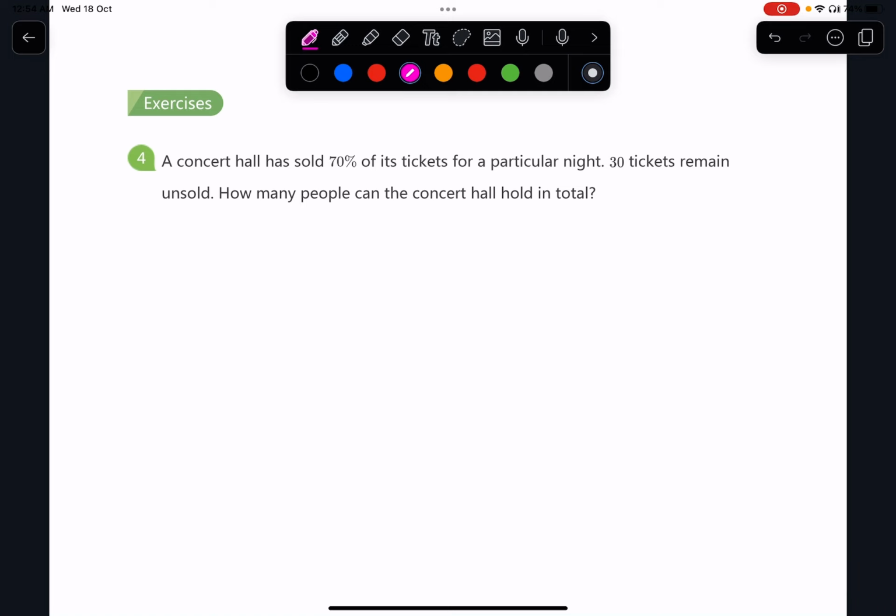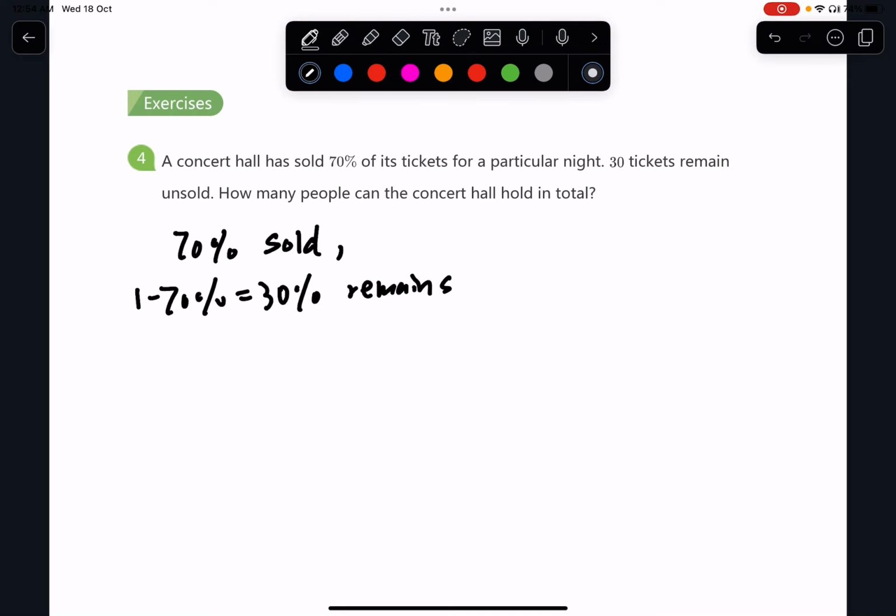Let's do the first one. A concert hall has sold 70% of its tickets for a particular night. 30 tickets remain. How many people can the concert hall hold? Actually, this one is really easy. So 70% sold, which means how many percent remains? 1 minus 70%, the rest, right? 30% remains. And 30% is equal to 30 tickets, right? Then how many people are there in total? It is 100, obviously 100, right?